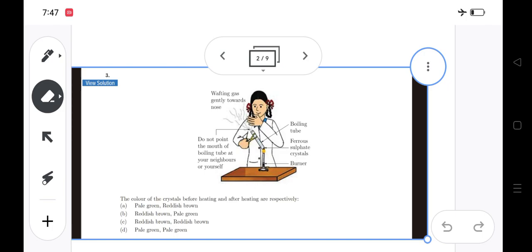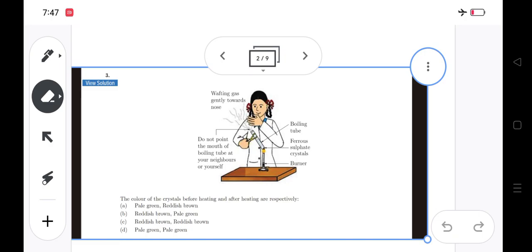Here is a picture of a girl who is doing an experiment. Just see, inside the test tube it has taken a ferrous sulfate crystal, and on heating, some gases are coming out, and she is gently wafting the gas towards the nose. It is also mentioned that you should not point the mouth of the boiling tube at your neighbors or yourself, because those gases are not good to inhale.